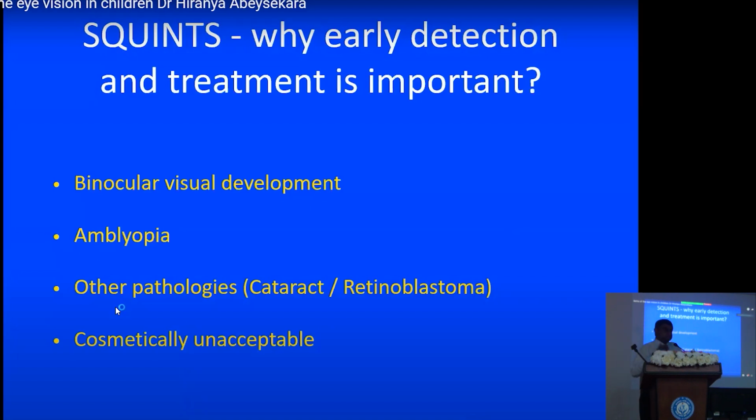The next thing you can do is to check the red reflex. I showed you how to check the red reflex. You need an ophthalmoscope. So if you can't do those things, please refer.